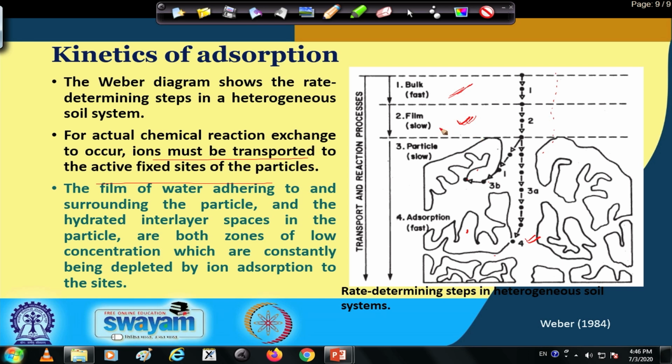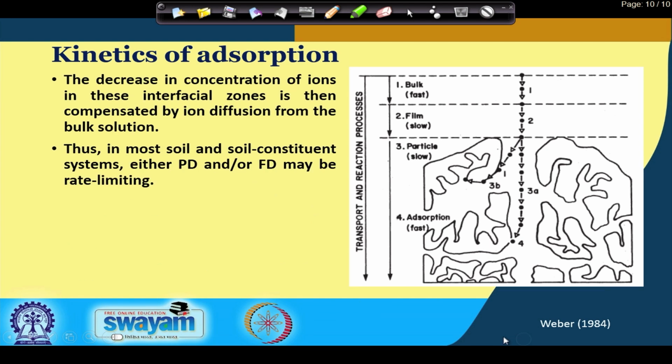So, both these areas have low concentration, because the concentration of the cations is basically in excess at the surface. So, when the cations from this liquid phase go to the specific sites, obviously these two phases show low concentration of the cations. So, what does that mean? That says the decrease in the concentration of ions in this interfacial zone is then compensated by ion diffusion from the bulk solution.